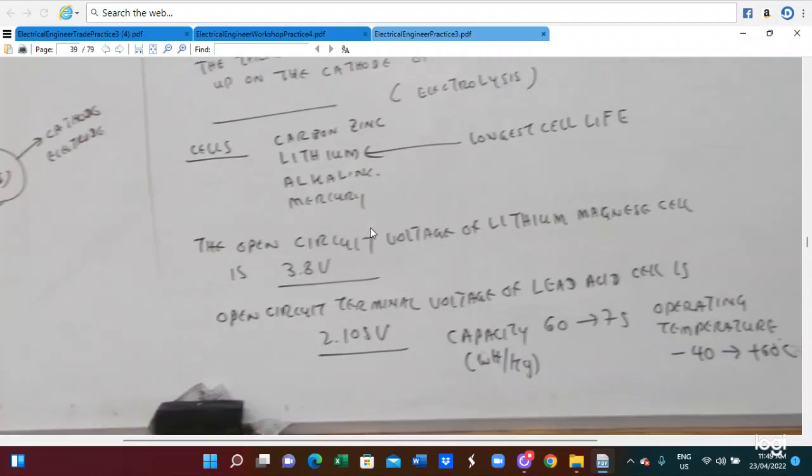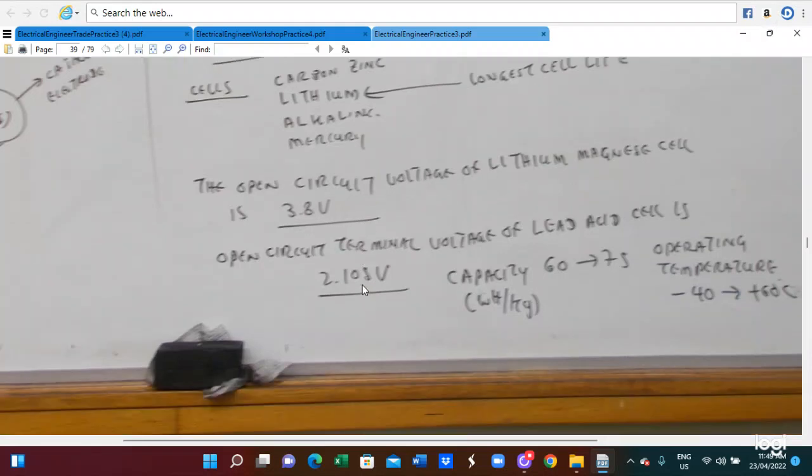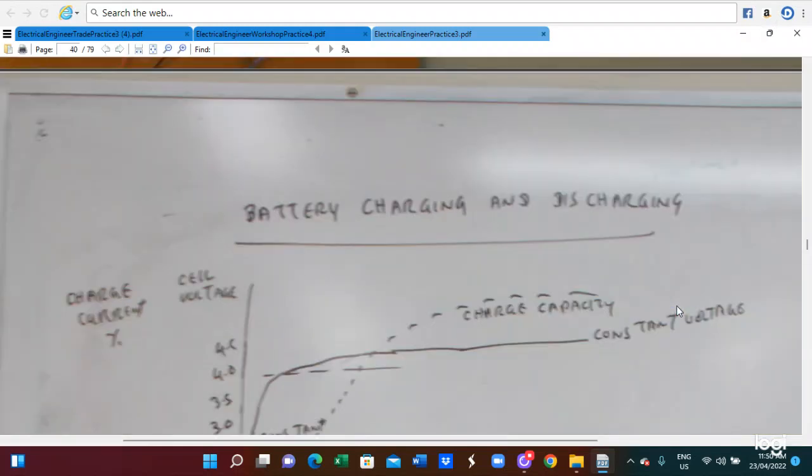The longest cell life. The open circuit voltage of the lithium magnetic cell is 3.8 volt. The open circuit voltage of the lead acid cell is 2.105 volt. The capacity is 60 to 75 watt hour per kilogram. The operating temperature is minus 40 to plus 60 degrees centigrade.